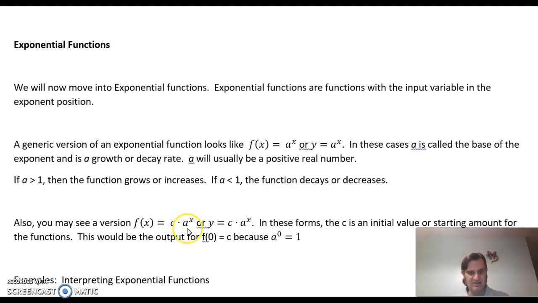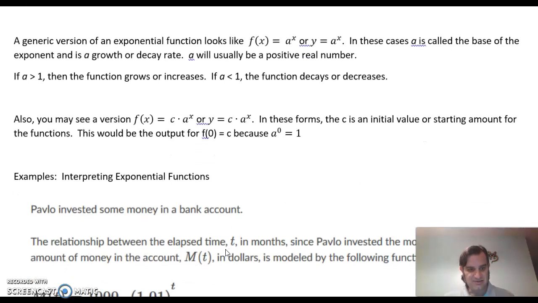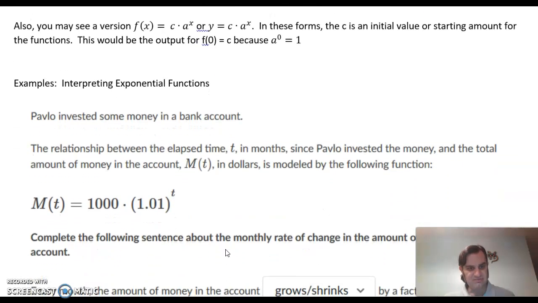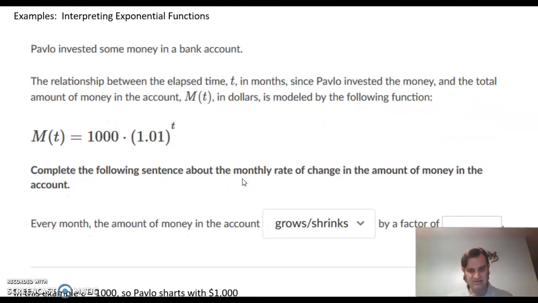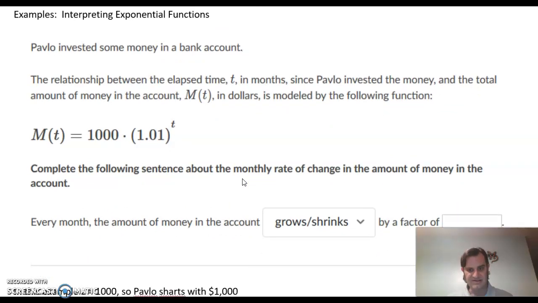But you can think of a as being a rate of change or some type of multiplying factor, where c is a starting amount, what this function would actually start at if we're looking at a y-intercept. So let's look at a couple of examples here in real use. Okay, so here's an example from Khan Academy.